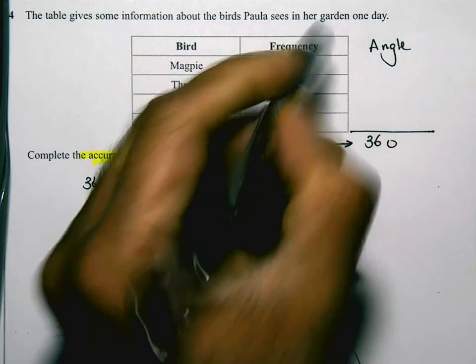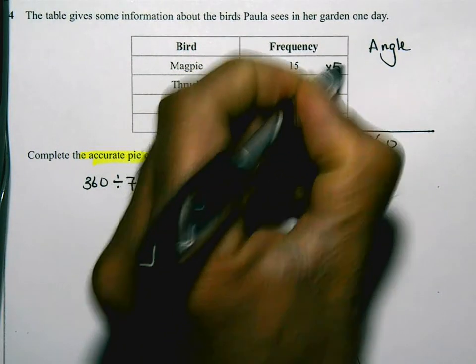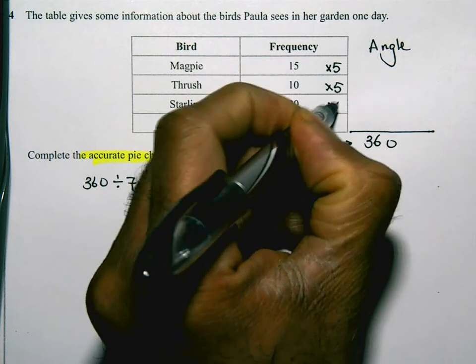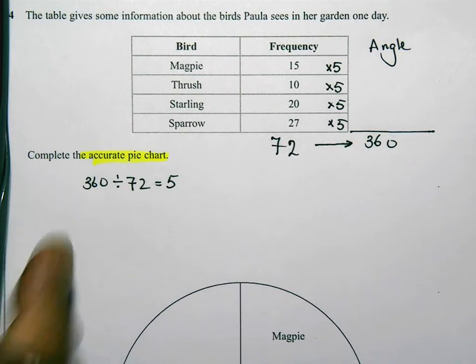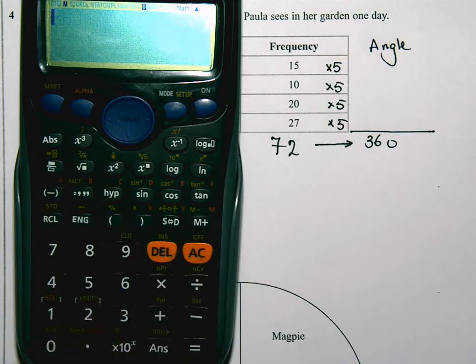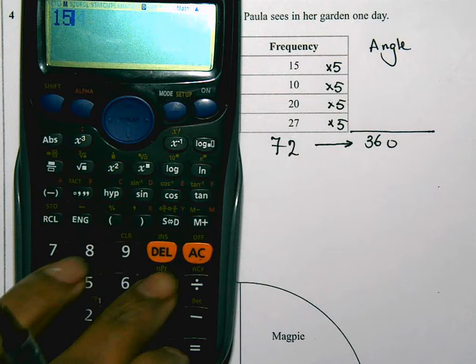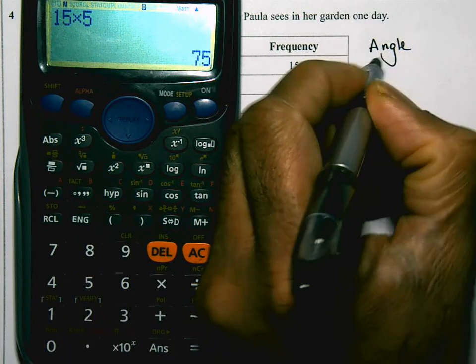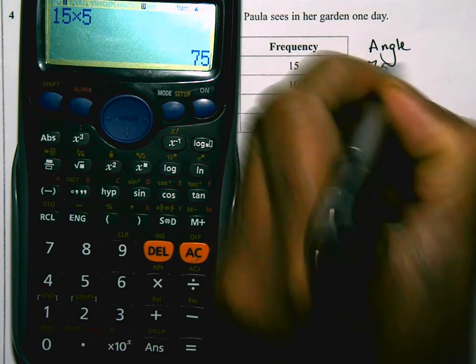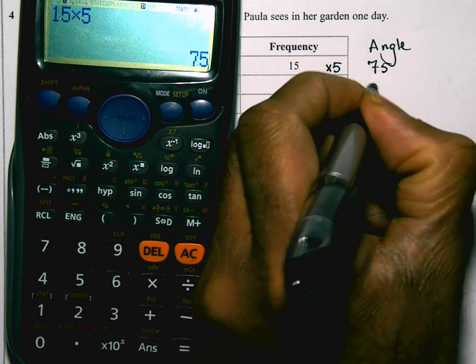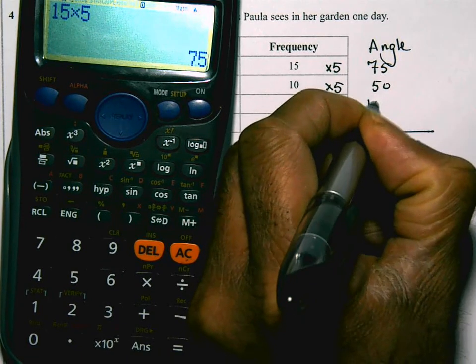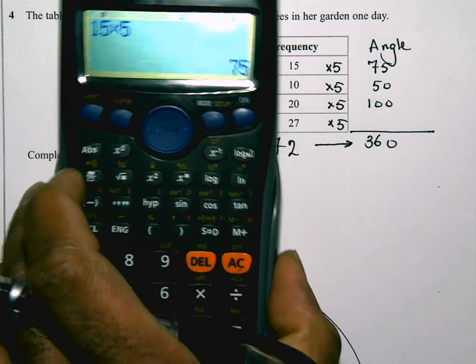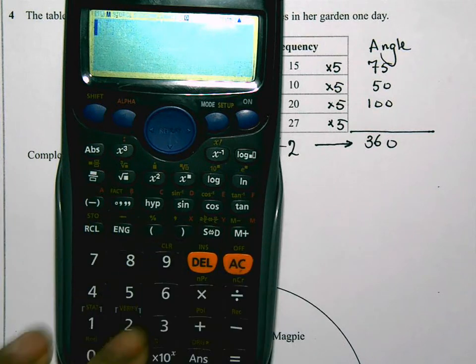So my multiplier is 5, and how am I going to use that? Well, all the numbers in the frequency I'm going to times by 5. And again, using my calculator, I'm going to do each one of those. 15 times 5 equals 75. 10 times 5, I could do that without a calculator, that's 50. 20 times 5 is going to be 100. And 27 times 5, just to be sure, 27 times 5 is 135.